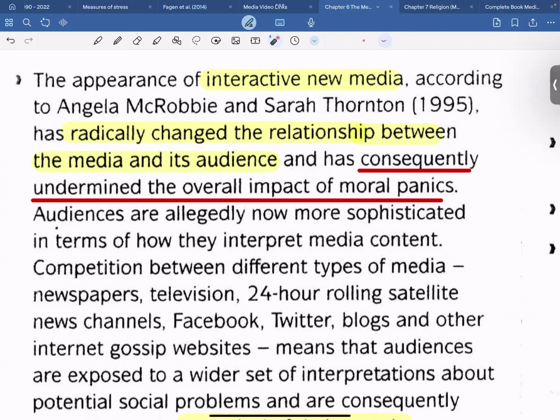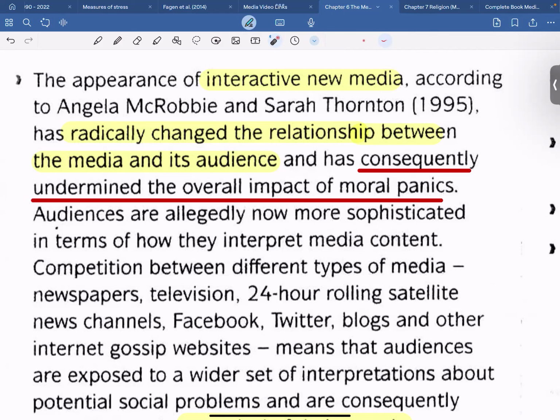So we're talking about a media literate audience today. The appearance of interactive new media, according to Angela McRobbie and Sarah Thornton, 1995, has radically changed the relationship between the media and its audience, and has consequently undermined the overall impact of moral panics.